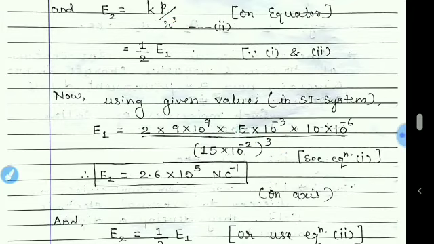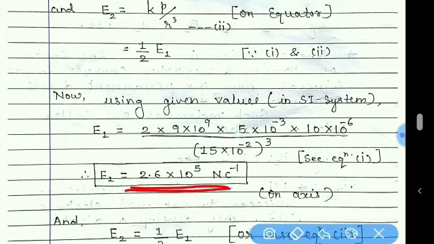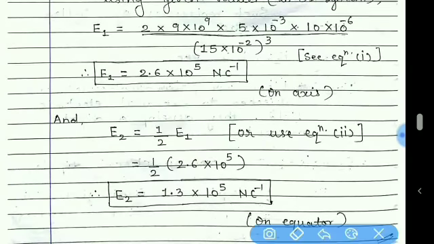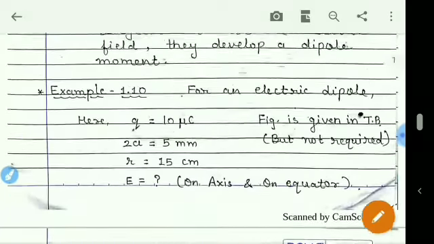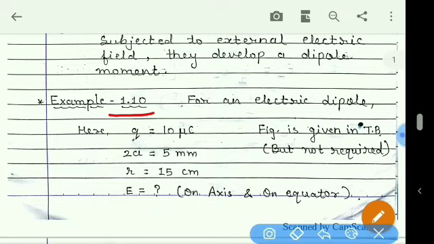Now calculating, we'll get the electric field on the axis as 2.6 into 10 raised to 5 Newton per coulomb. Now to find the electric field on the equator, simply we have to make half of this value. So half of the electric field on the axis will give you the electric field on the equator. So this is about example 1.10.